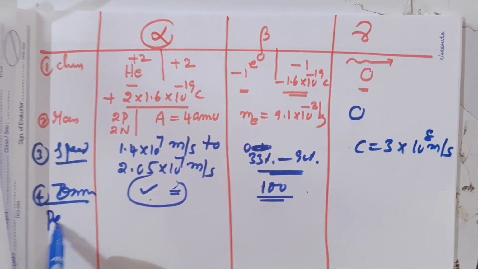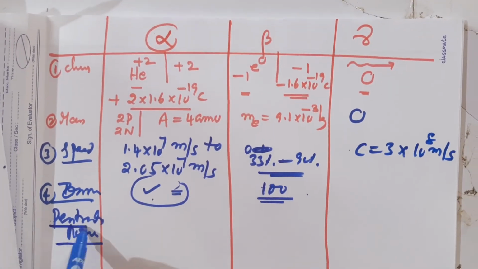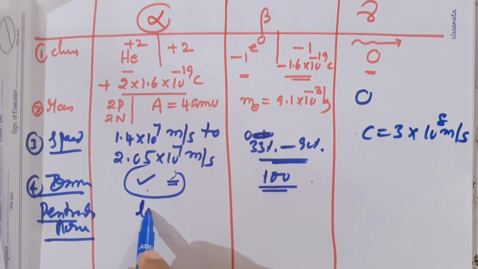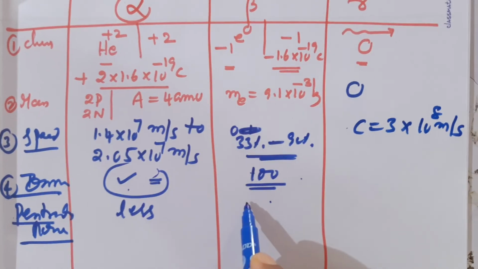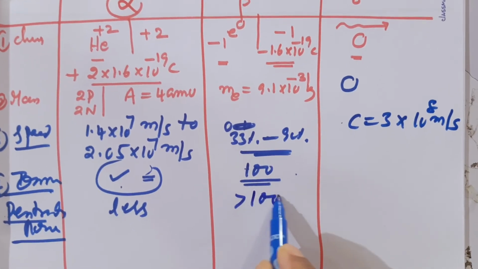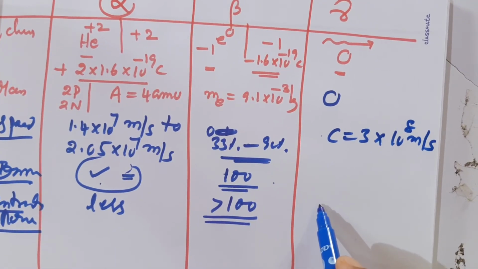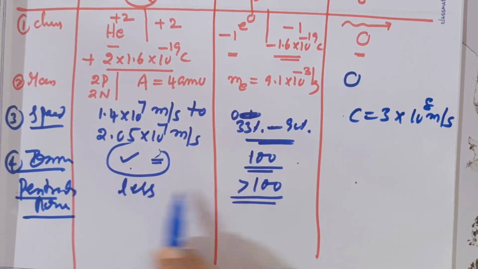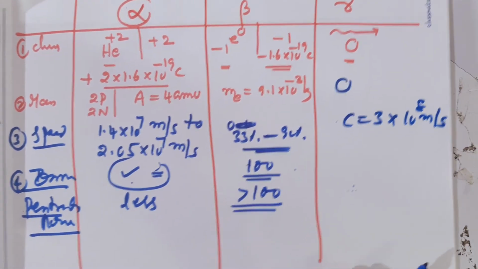Next, penetrating power. Penetrating power is inversely proportional to ionizing power. Therefore, alpha particle has less penetrating power. Beta particle has 100 times greater than that of alpha particle. Gamma penetrating power is more than that of the beta particles. So out of these three, gamma radiation has the highest penetrating power.